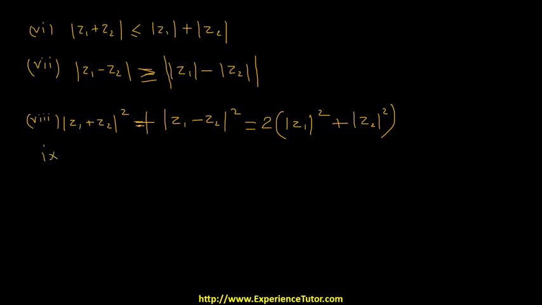Property number 9. Modulus of (modulus of z1 minus modulus of z2) is less than or equal to modulus of (z1 plus z2), which is less than or equal to modulus of z1 plus modulus of z2.